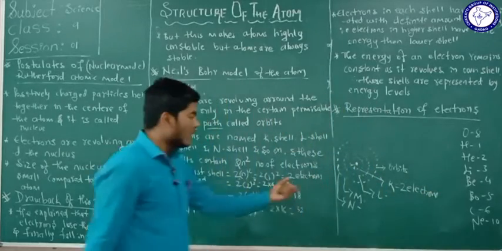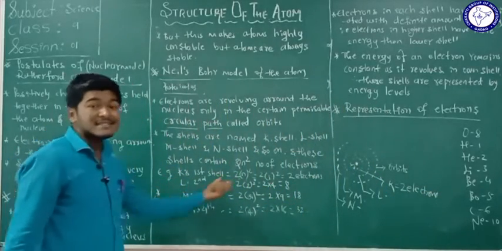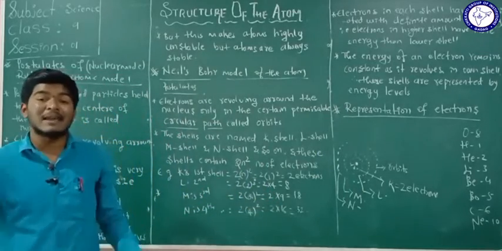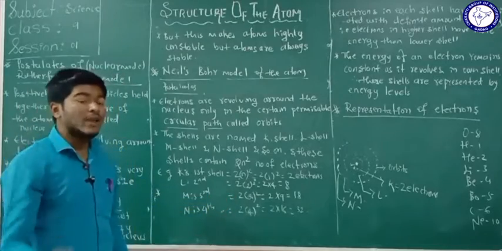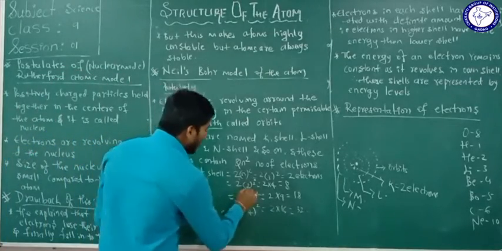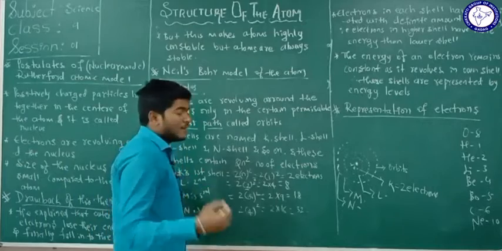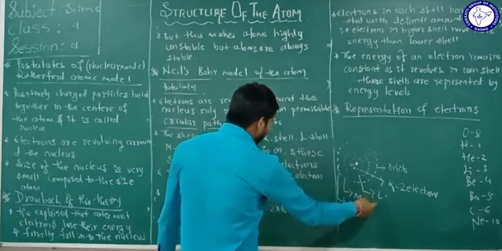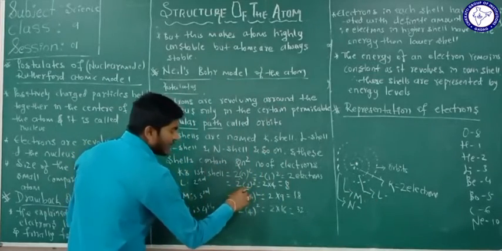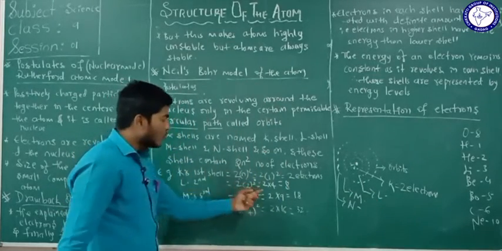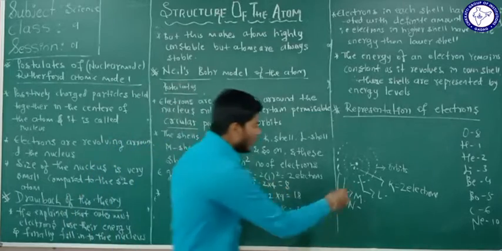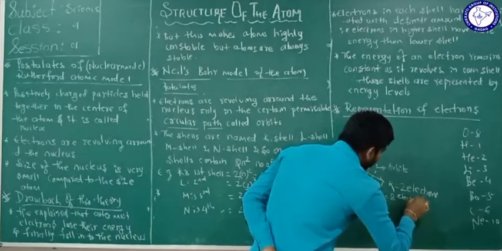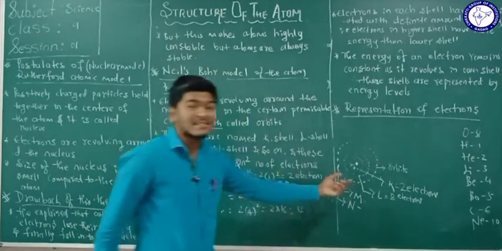L is the second shell, so L also has 2n square electrons. Here n is 2, the second orbit of the atom. Therefore 2 into 2 square, that is 2 into 4, which is 8. Therefore the capacity of the L shell is 8 electrons.